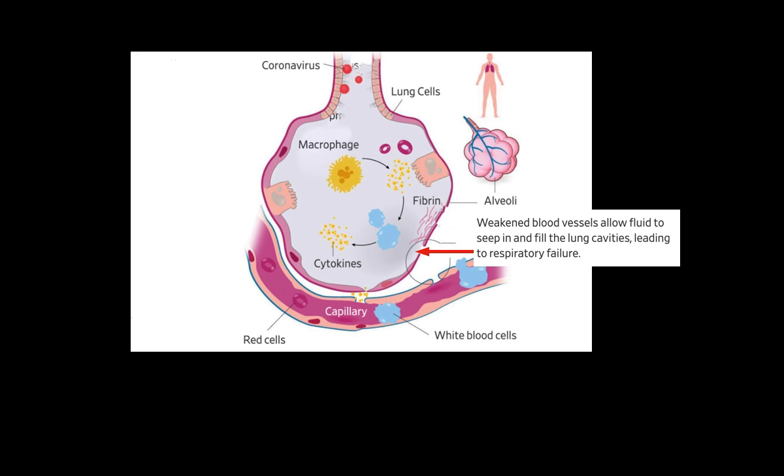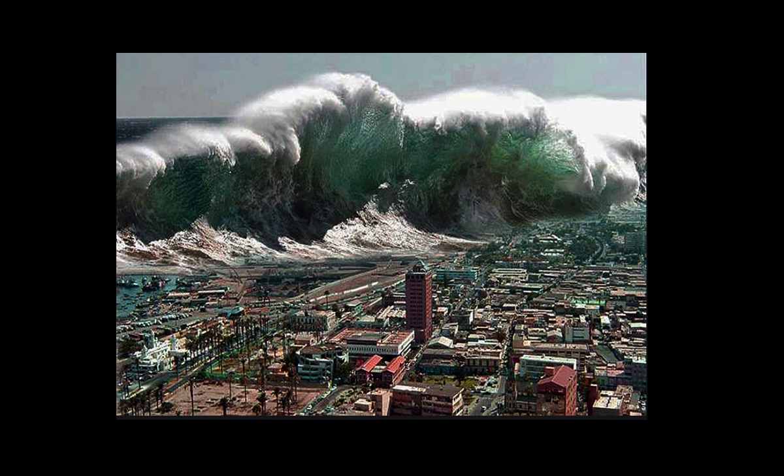The cytokines and other cells also weaken blood vessels, making them leaky, and they seep their contents into the lung cavities, leading to respiratory failure. They are very much akin to a tsunami, flooding the contents of the lung.